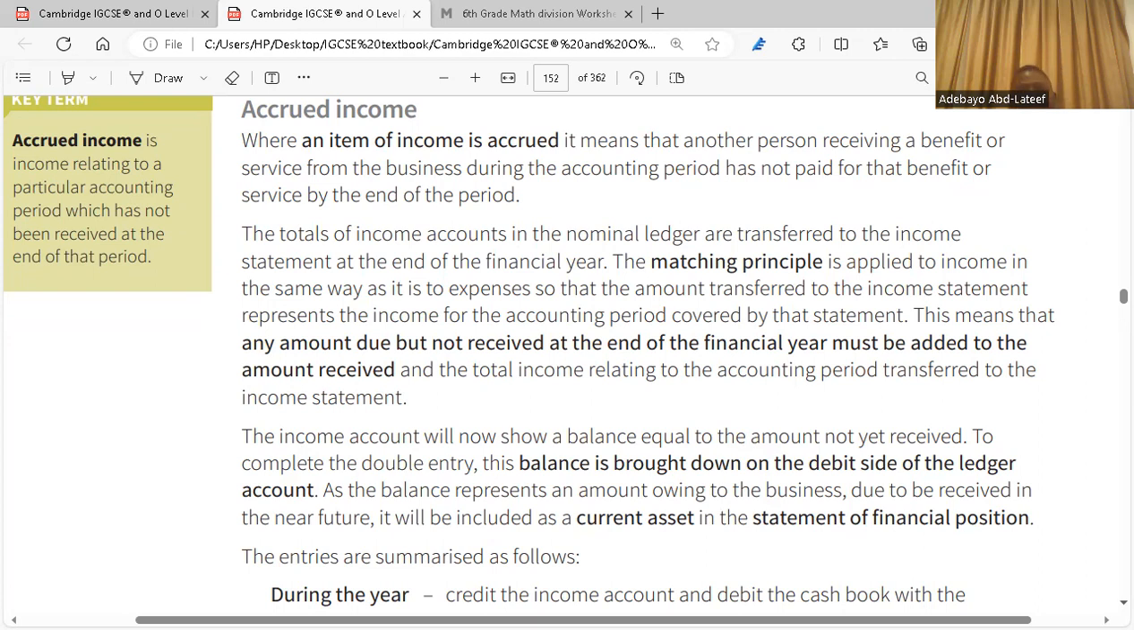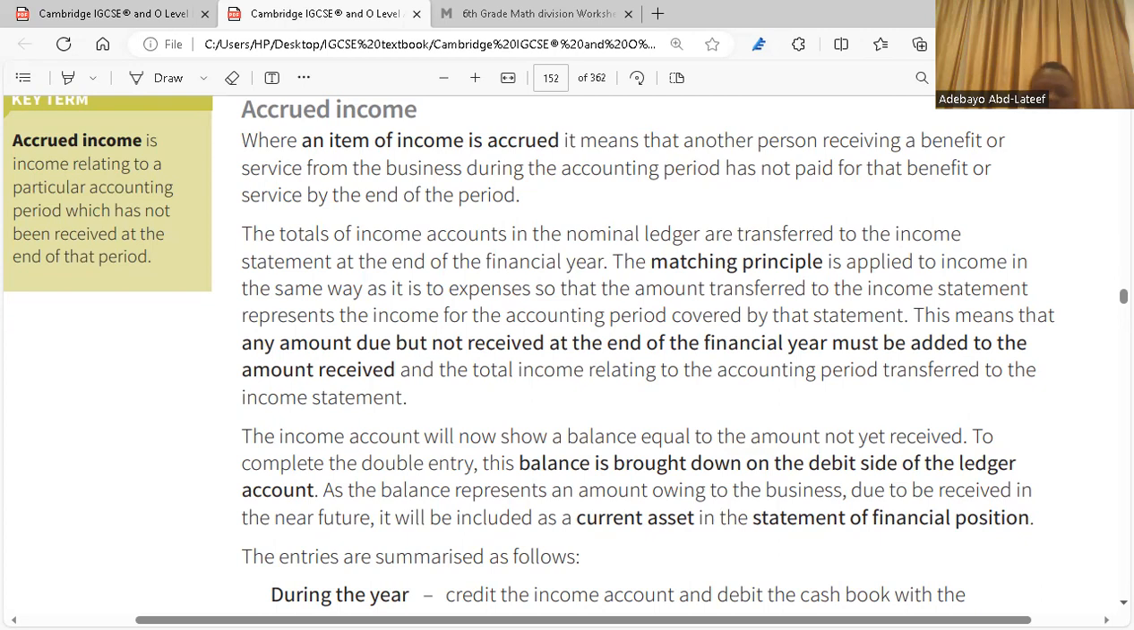Yes, debtor. And in the income statement, it's income receivable. And in the statement of financial position, it's debtor. You know, in your income statement, income received is on the credit side, and expenses are on the debit side. In the statement of financial position, you record it as current asset and debtor. I think it's clear.